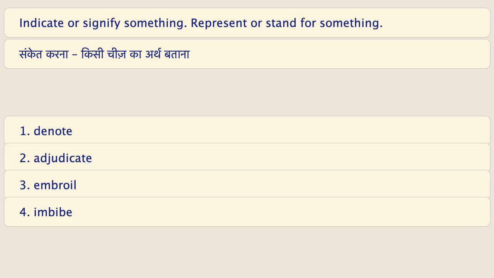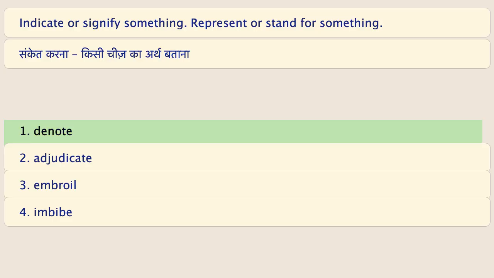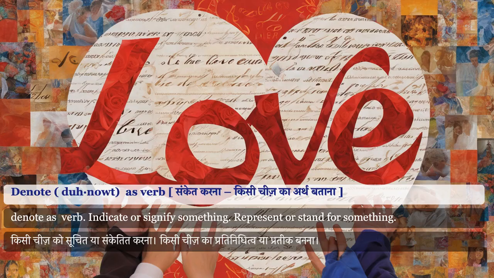Denote, adjudicate, embroil, imbibe. Now the correct answer is denote. Denote as verb. संकेत करना, किसी चीज का अर्थ बताना. Indicate or signify something. Represent or stand for something.